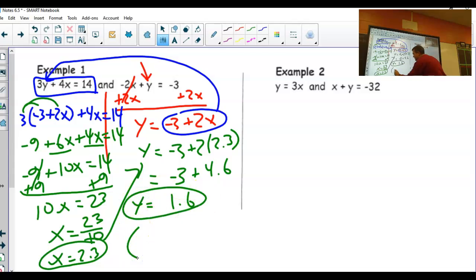And so my answer is 2.3, 1.6. That is apparently the ordered pair which makes both of these true. It makes me a little nervous. I'm going to think about that. Let's see, I could check to see if it's right.